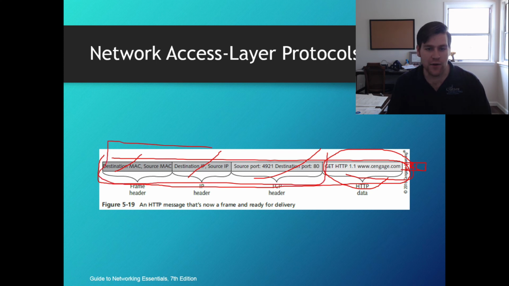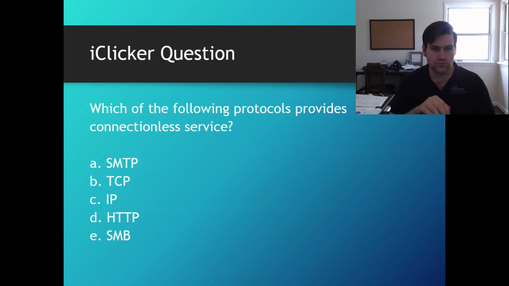All of this is your overhead right here. This is what you're actually trying to get from point A to point B, but all this here is your overhead: TCP header, IP header, frame header, if you want to call it a MAC header. There you have it. That's it.